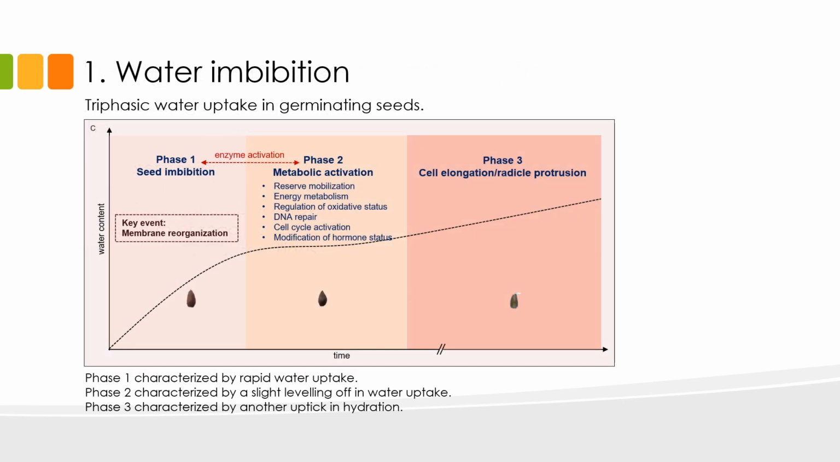Germinating seeds take in water in a triphasic pattern. The first phase is characterized by a rapid water uptake by the dry mature seed. This is followed by a leveling off of water intake as the metabolic processes in the seeds are reactivated. As the radicle or embryonic root emerges, water uptake increases ever so slightly. This first phase in triphasic water uptake is also known as the imbibition stage.